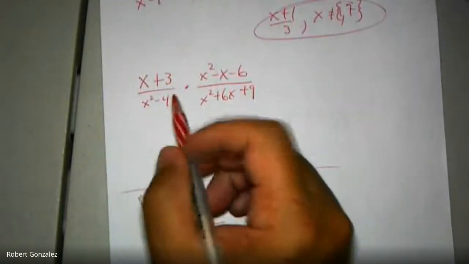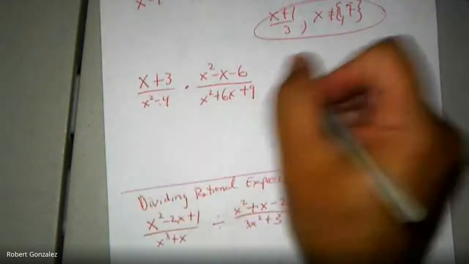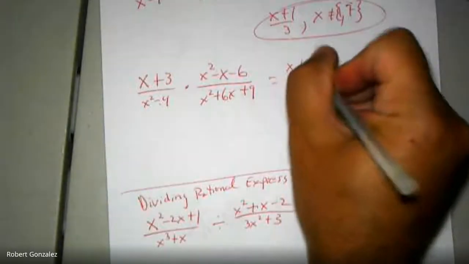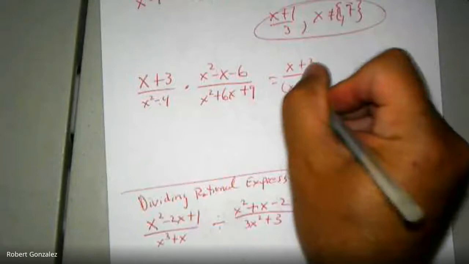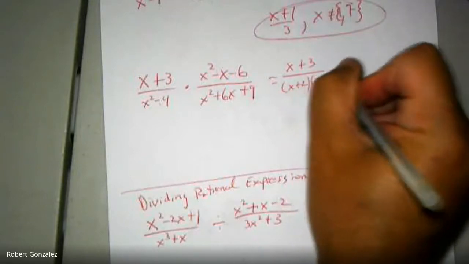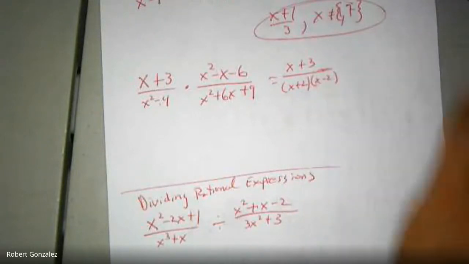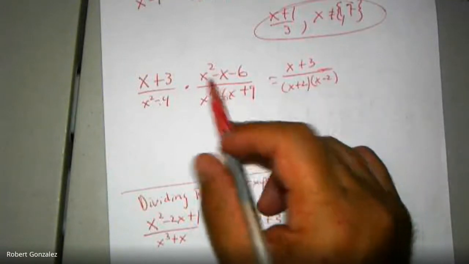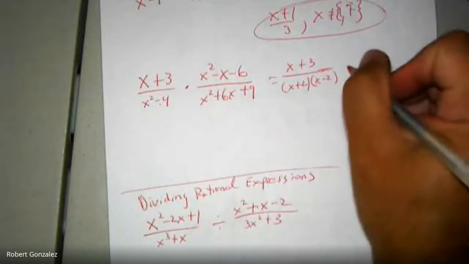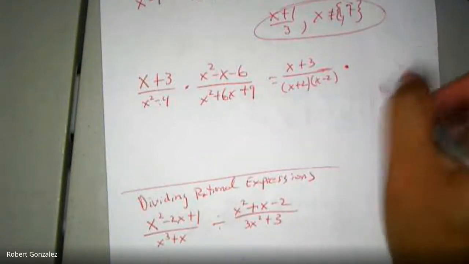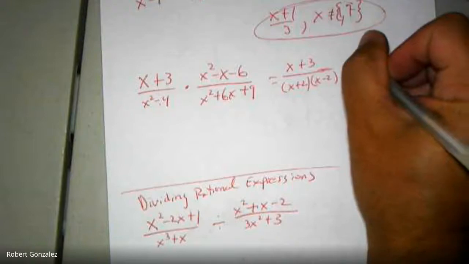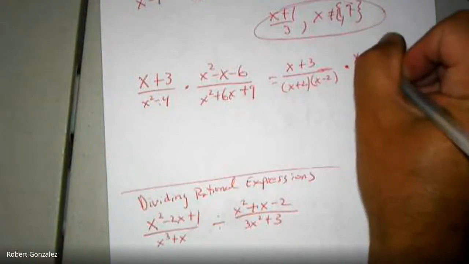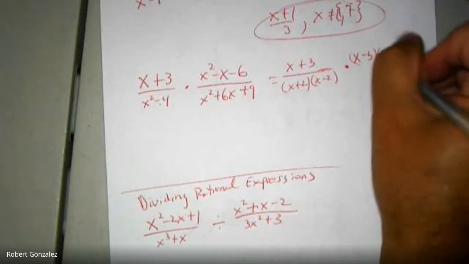Okay. I can factor the bottom here, and I get x plus 2, x minus 2. I hope you're seeing that it pays to get really good at factoring. Look here. I'm going to factor the top. I'm going to use the diamond problem, and I'm going to get x minus 3, x plus 2.